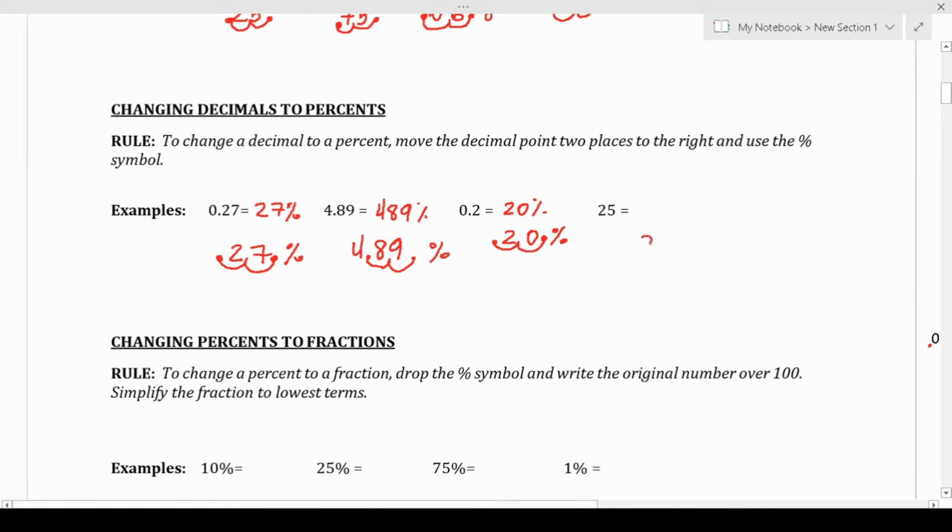And now we have 25. Again, in case it's not obvious, when you can't see the decimal, it's always at the end of the number. Shift the decimal place 2 places to the right, 1, 2, add our 2 zeros, throw on the percent symbol. So we can see 25 as a percent is 2,500%. Pretty big number. Okay, so again, that's all there is to changing decimals to percents.